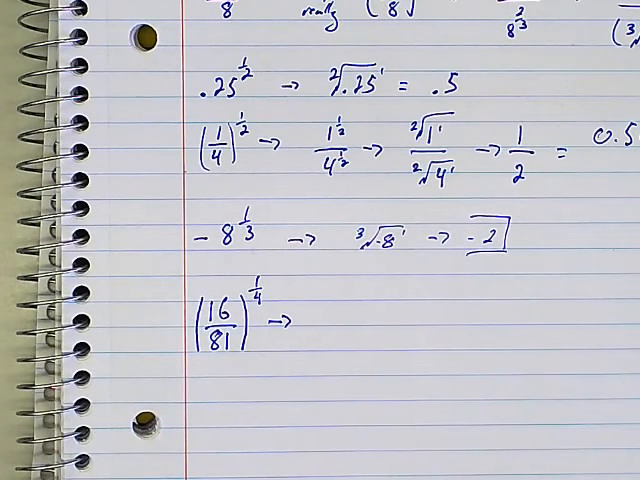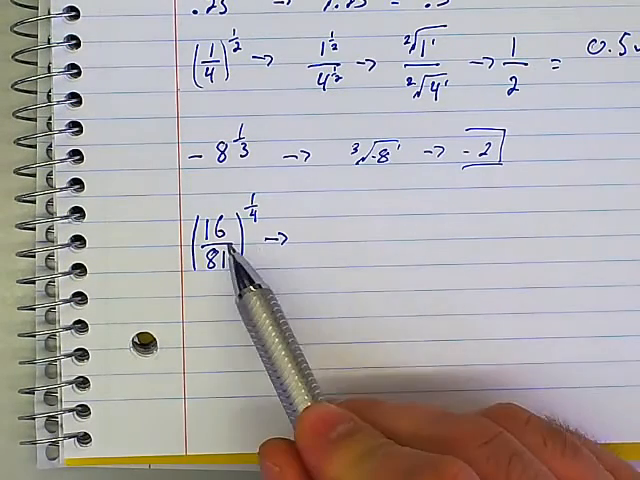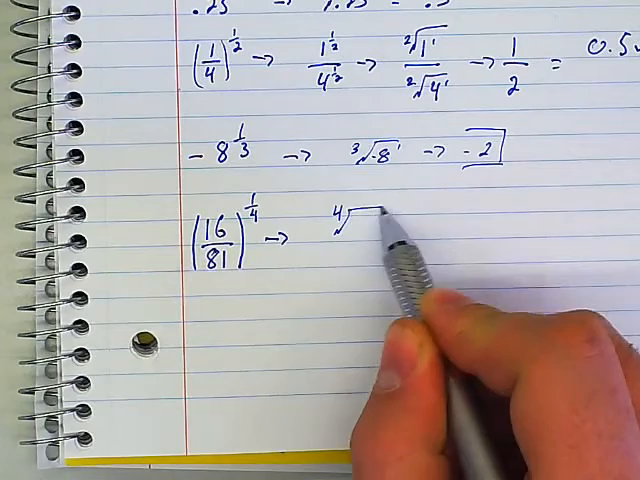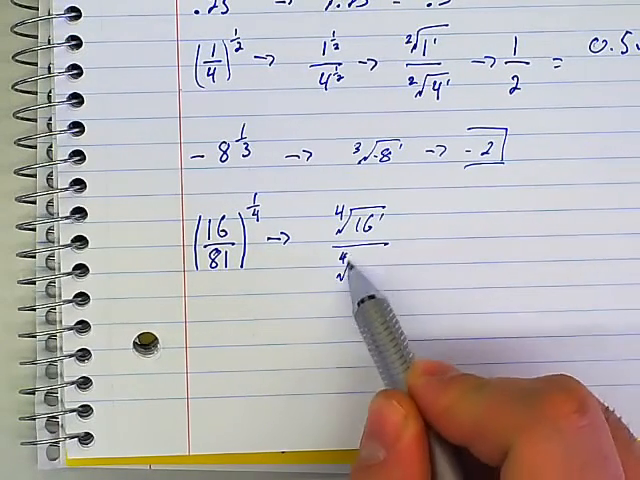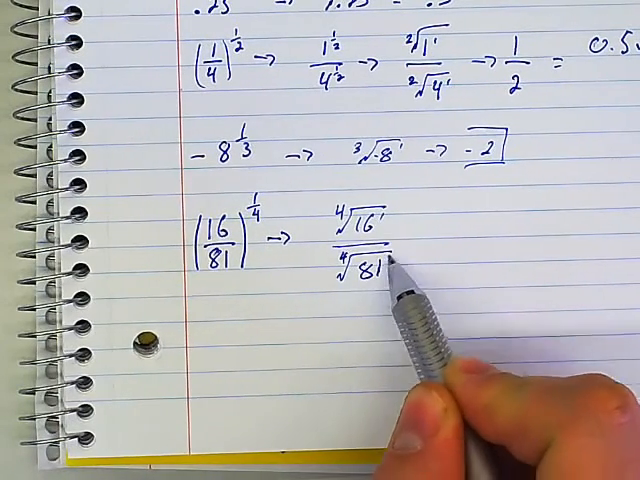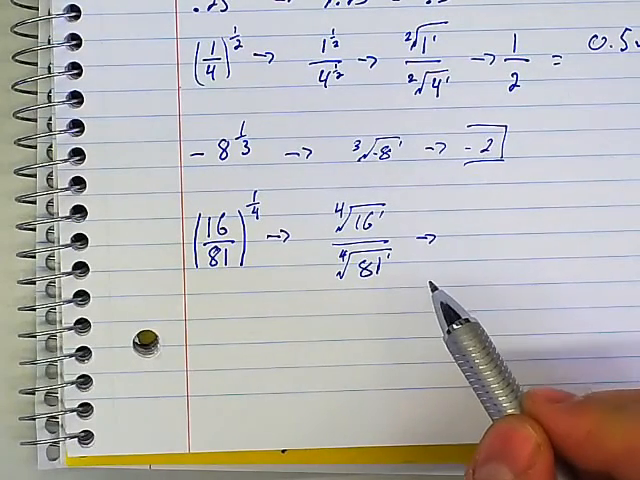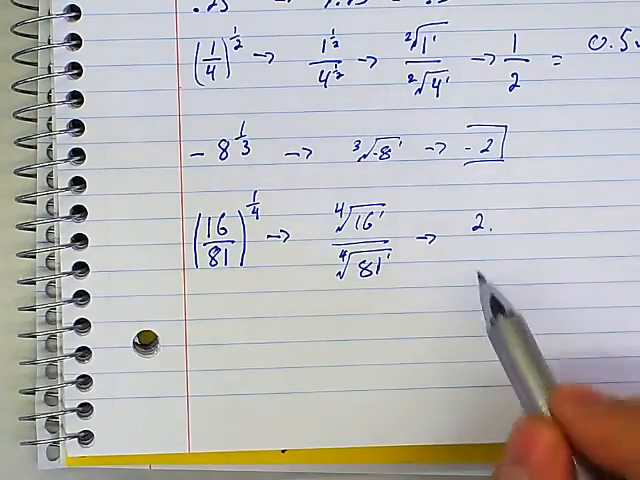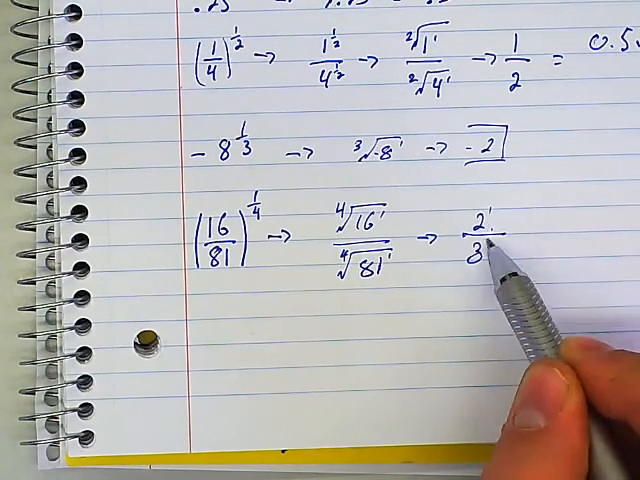All right, so, again, everyone remember that we're basically taking the 4th root of 16 to the power of 1 over the 4th root of 81, also to the power of 1. The 4th root of 16 is actually 2, because 2 times 2 times 2 times 2. And the 4th root of 81, you probably don't know this, but it should be 3. Both those to the power of 1 still gives you 2 over 3.